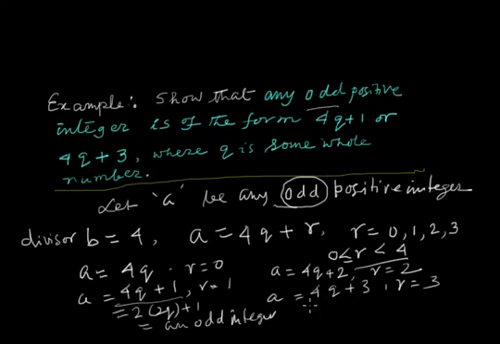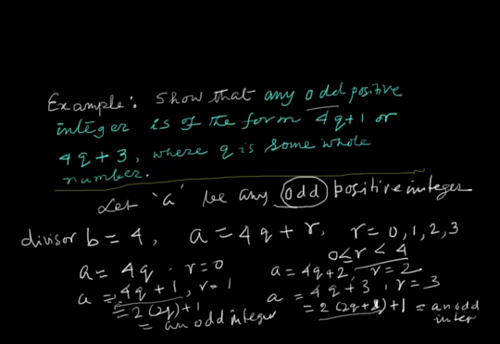The fourth one, we can write as 2 times 2q plus 1 plus 1, so this portion is divisible by 2 and the remainder is 1. So again it is an odd integer.